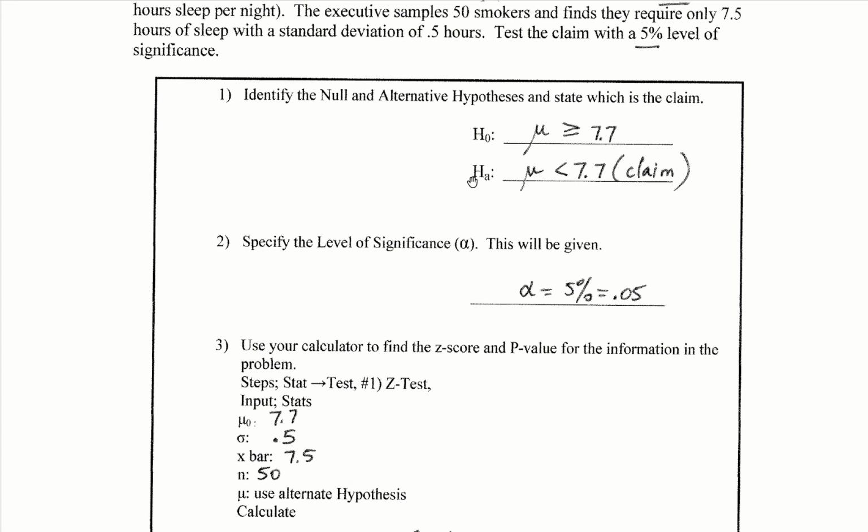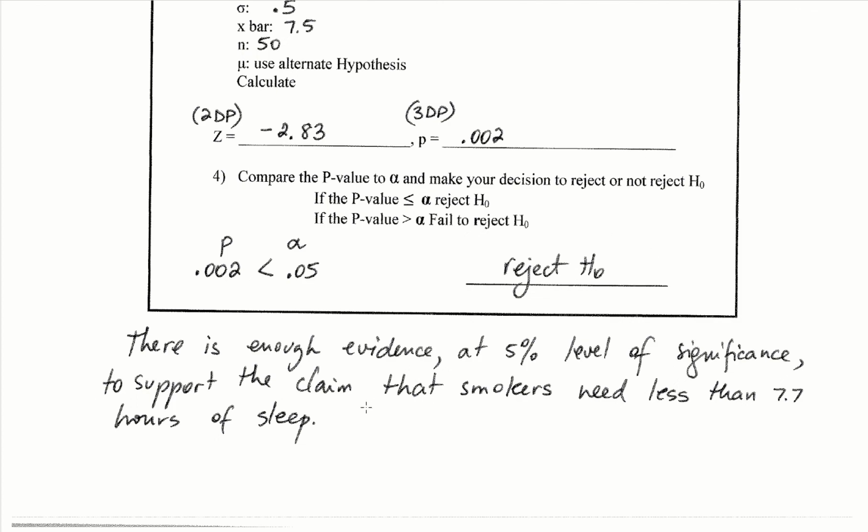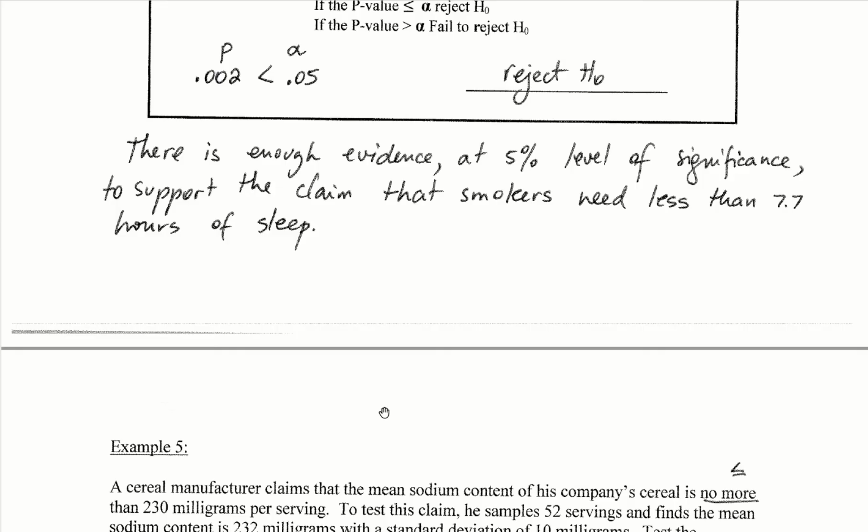Whenever the claim is the alternative hypothesis, the second part will be to support the claim. So whenever the alternative hypothesis is the claim, it'll be of the form to support the claim. So putting it all together, there is enough evidence at the 5% level of significance to support the claim that smokers do indeed need less sleep than the average population, less than 7.7 hours of sleep. So through this hypothesis testing, we were able to fact check that individual, and it does look like they are indeed telling the truth.